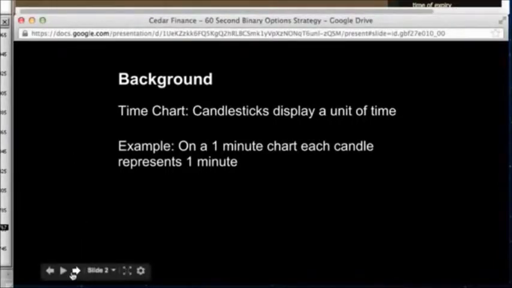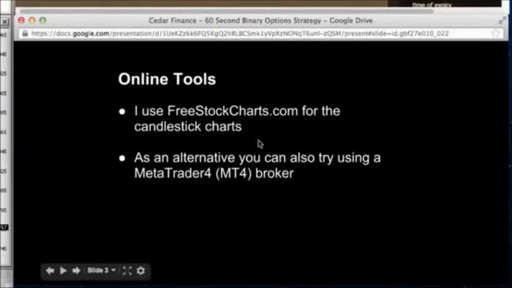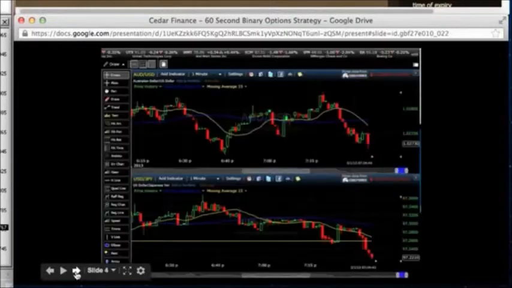Okay, so continuing with my slide, I've just gone through here the online tools. You can also use free stockcharts.com or MetaTrader. MetaTrader is probably a lot nicer. It's a downloadable application, whereas free stockcharts just streams live in the web browser. This slide here is just basically showing you what I just went through. This is actually a free stockcharts.com screenshot. So we'll continue to the next slide.